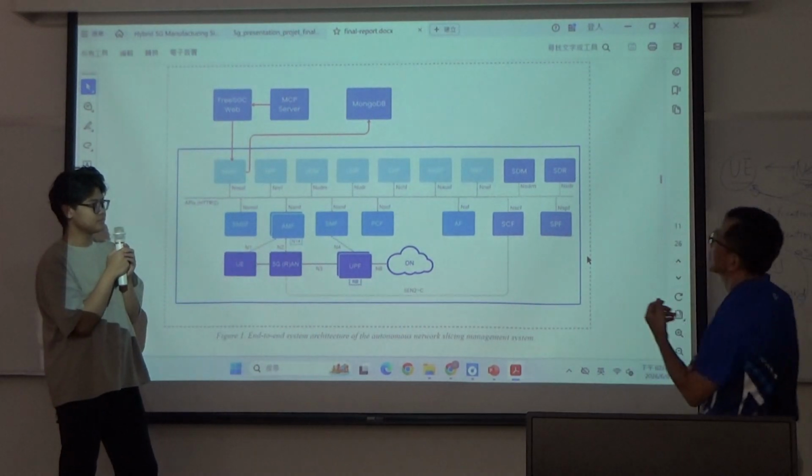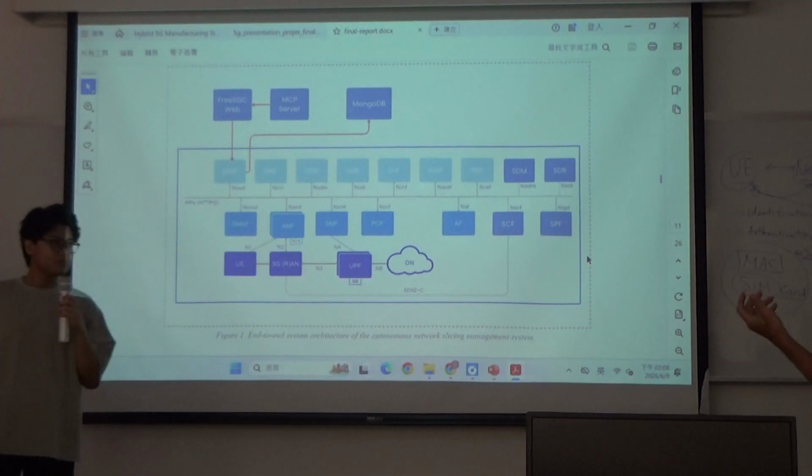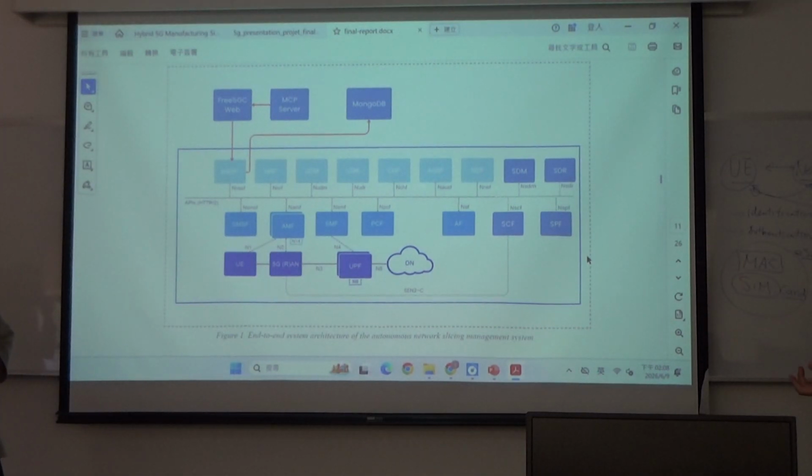Okay, and another thing is because it's called autonomous network slicing, right? So once the system is under operation, the network slice may dynamically change the capacity. Yes. For example, in your examples, you have 33 users. But how about when the number of users increases? Your system will automatically increase the bandwidth density.